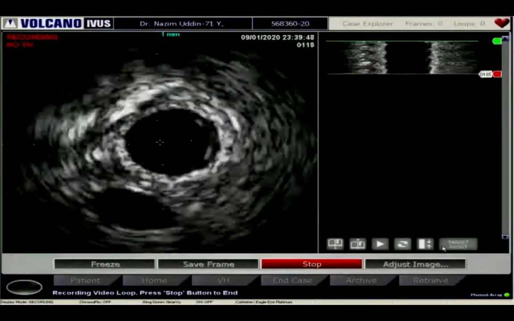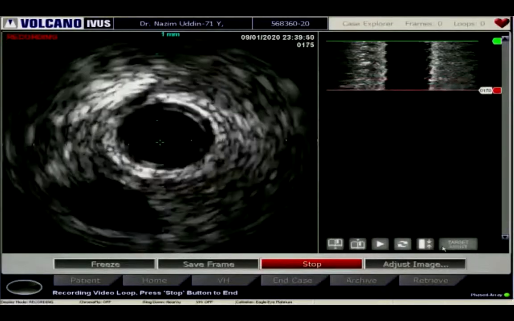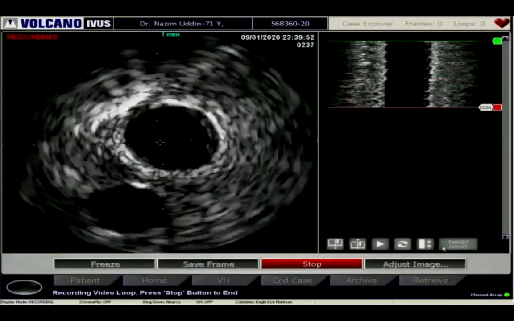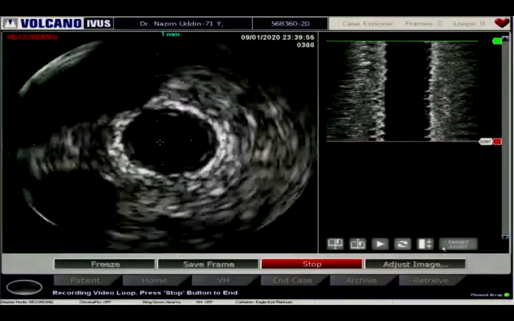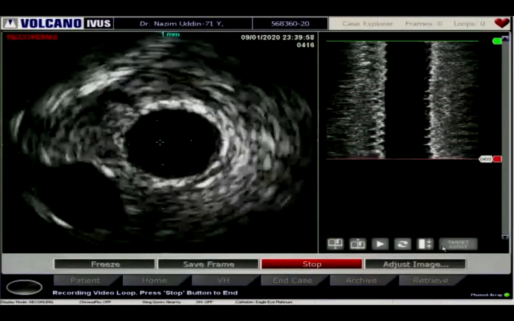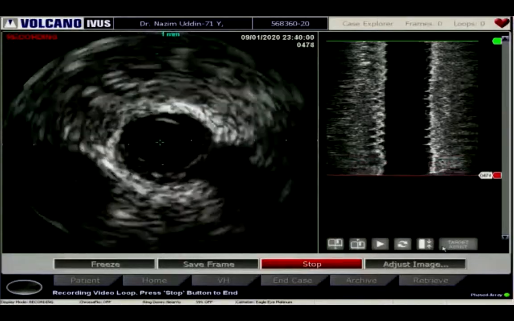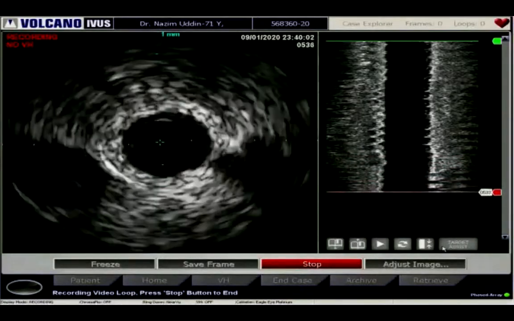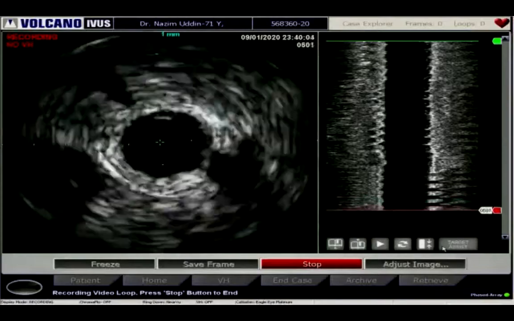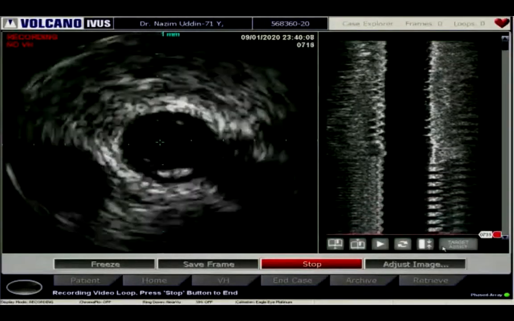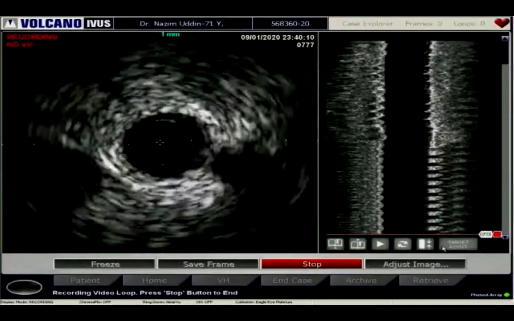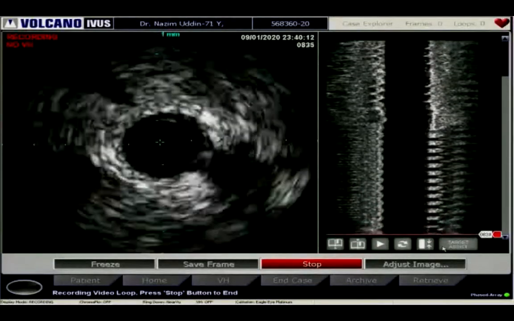This is a manual pullback. This is relatively all right. So we will miss Dr. Akasaka's expertise. We were really looking forward to learning from him about OCT, but things didn't work out.